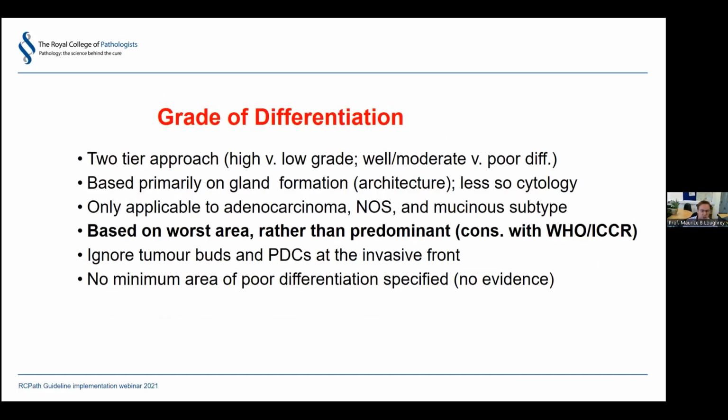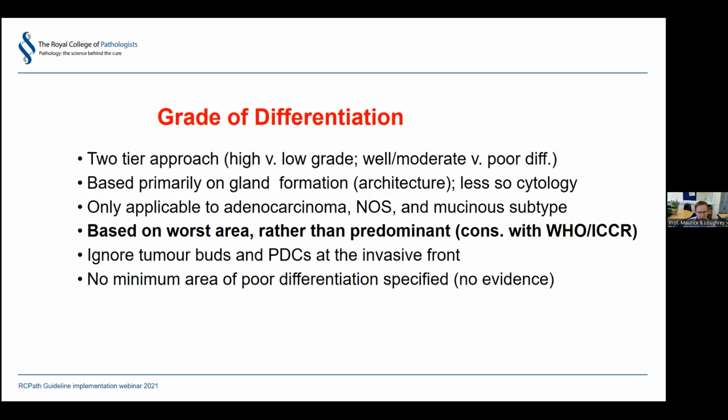Then grade of differentiation. For a long time now, we've used a two-tier approach rather than the previous three-tier, and this is based primarily on gland formation, less so cytology. It's applicable to adenocarcinoma, NOS, and mucinous subtypes, but the other subtypes really have their own prognostic implications based on type, so we don't need to formally grade those. The big change, though, is that we now base differentiation on the worst area rather than the predominant area.